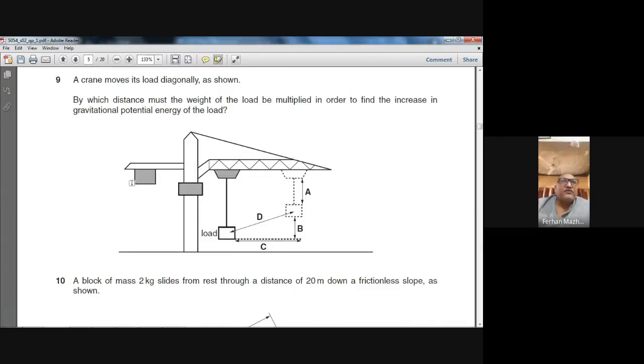A crane moves its load diagonally as shown. By which distance must the weight of the load be multiplied in order to find the increase in the gravitational potential energy of the load? Whenever you find the gravitational potential energy, we need the vertical height gained by the load, and that vertical height is B.